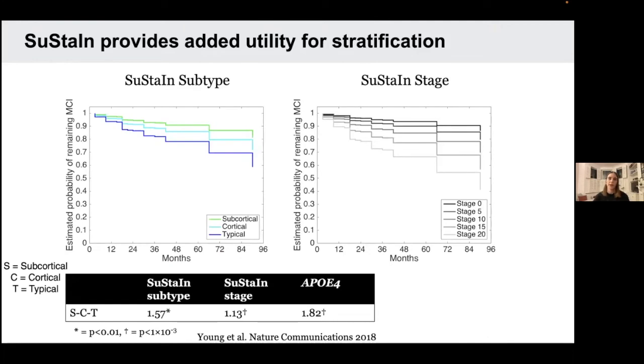So we also tested whether the SuStaIn subtypes and stages had utility for predicting future patient outcomes. To do this, we subtyped and staged individuals who had mild cognitive impairment at baseline using SuStaIn on their MRI data. And we then looked at follow-up data to see whether their SuStaIn subtype and stage assignment at baseline could be used to predict their risk of conversion to Alzheimer's disease. What we found was that both subtype and stage at baseline altered the risk of conversion at follow-up. Here we can see a graph of what that looks like for each of subtype and stage, and we can see that both of them have different curves depending on whether you have a different subtype or a different stage. So this demonstrates that SuStaIn provides added utility for patient stratification and for predicting outcomes.